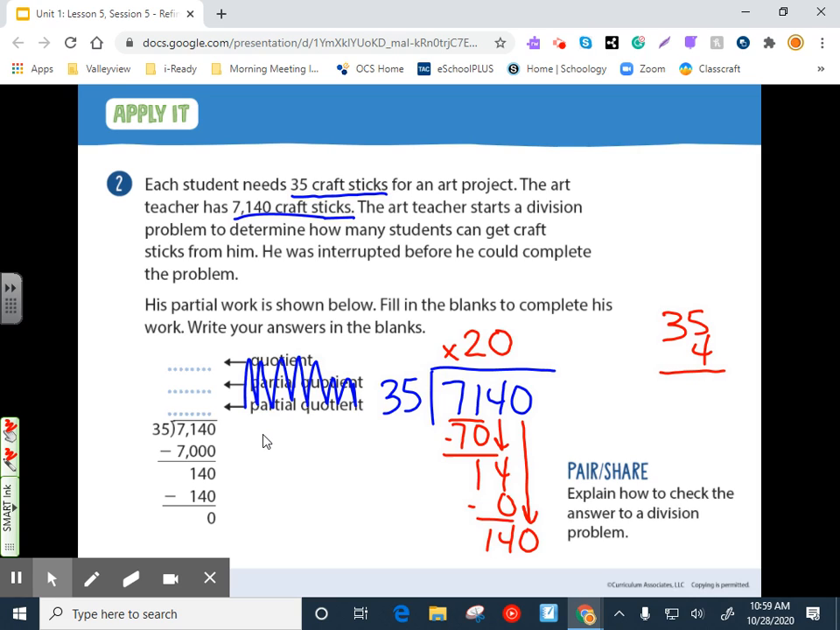Let's try 4. I'm picking 4 because I know 4 times 5 is 20. I know the number we need is 140, which starts with a 0 and the 1s. So it made sense to me that you start with a 4. 4 times 3 is 12 plus a 2, 140. So 204 students can get enough craft sticks to do the project. So there's our answer for that one.